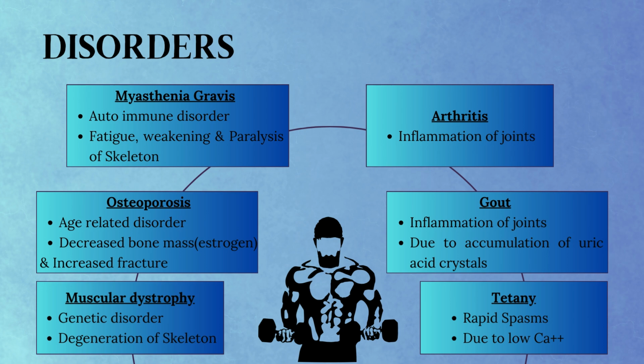Disorders. Myasthenia gravis. It is an autoimmune disorder that causes fatigue, weakening and paralysis of skeletal muscle. Arthritis is the inflammation of joints. Osteoporosis. An age-related disorder that leads to decreased bone mass, due to low estrogen. Gout. Inflammation of joints due to accumulation of uric acid crystals. Muscular dystrophy. A genetic disorder that causes degeneration of skeletal muscle. Tetany. Rapid spasms due to low Ca+ ions.